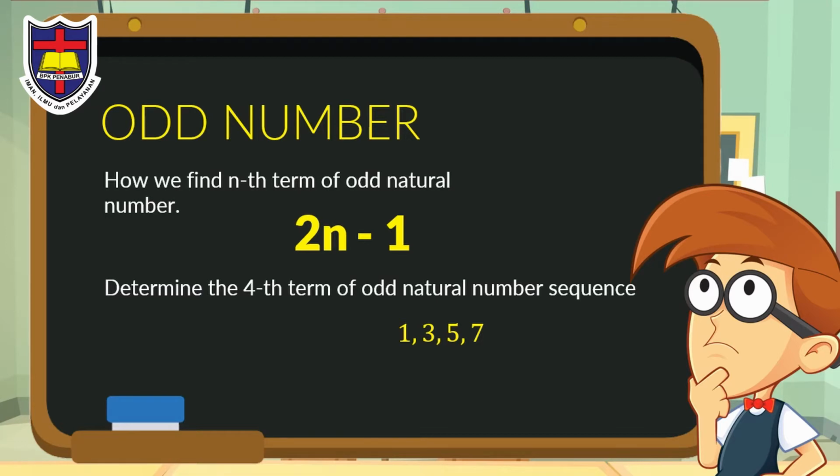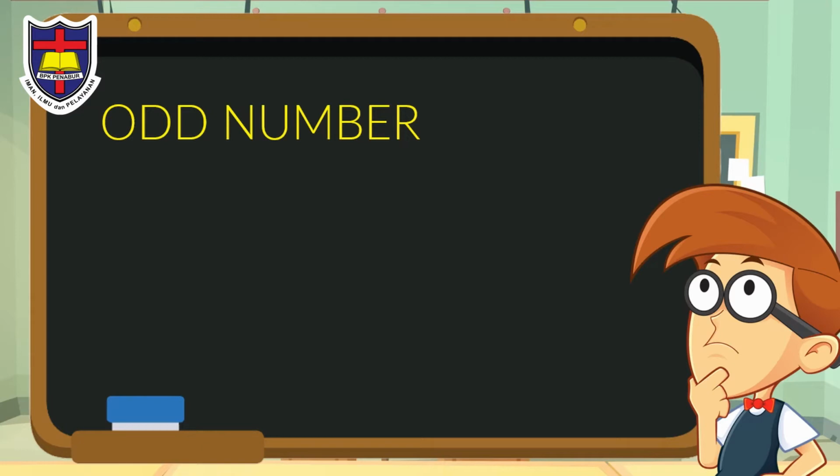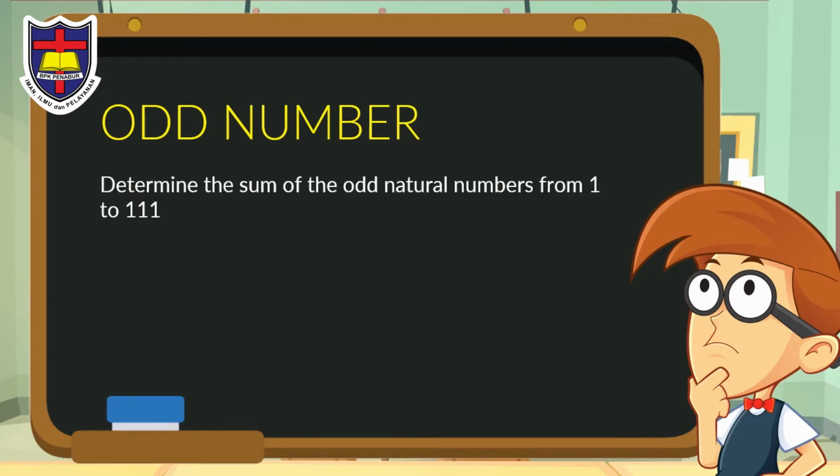But we can use the formula above. If we use the formula above, 2n minus 1, n is 4. So 2 times 4, 8. 8 minus 1 equals 7. So we will go to our next example.